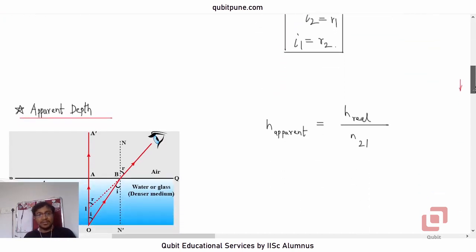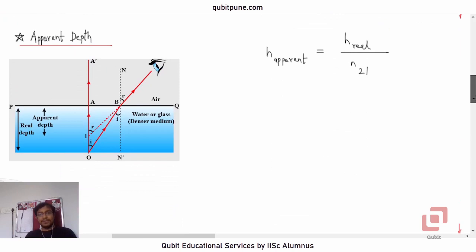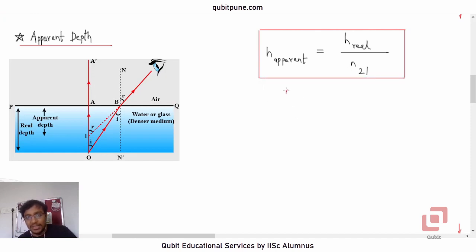Okay, next, apparent depth. This is a very common observation that if you look at the bottom of a fish tank, let us say, it appears to be raised. The approximate formula for finding the apparent depth is given by the actual depth h real divided by n21, and generally n21 is always greater than 1, correct, because the medium 1 is air whose refractive index is 1, very close to 1. So the apparent depth is always smaller than the real depth, and this is the figure explaining that.